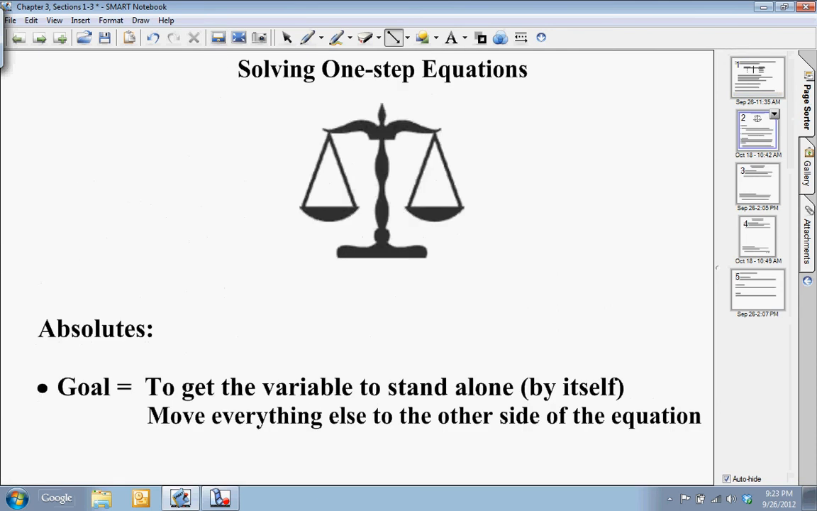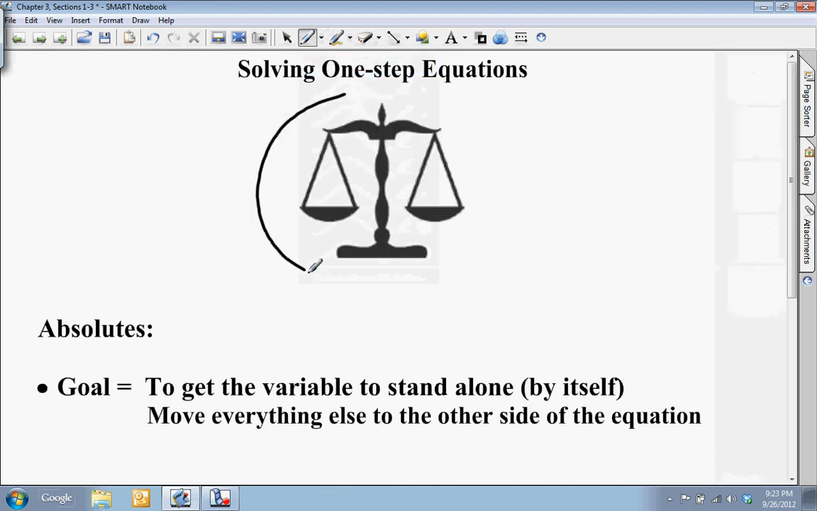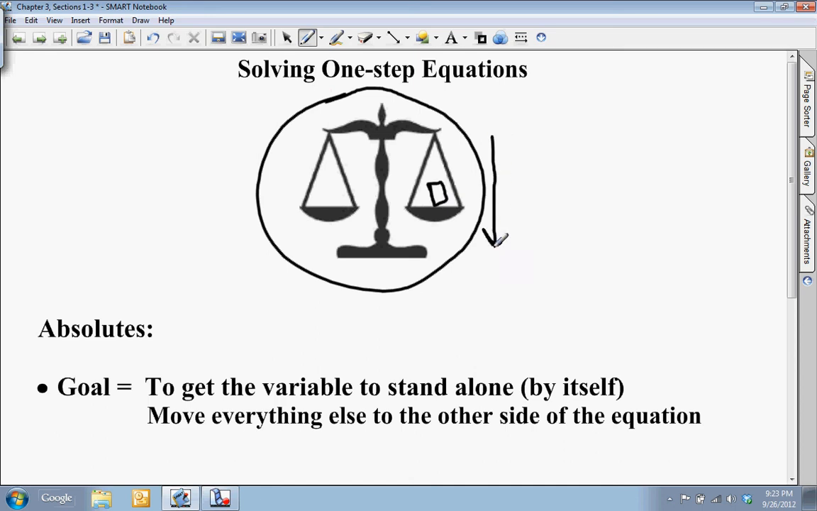First of all, when we are solving one-step equations, one of the things that we need to remember is that we are dealing with a balanced scale. As you see here, this is an old-fashioned scale with two sides. If I put weight on this side, this side would go down and this side would go up, and the scale would no longer be balanced.